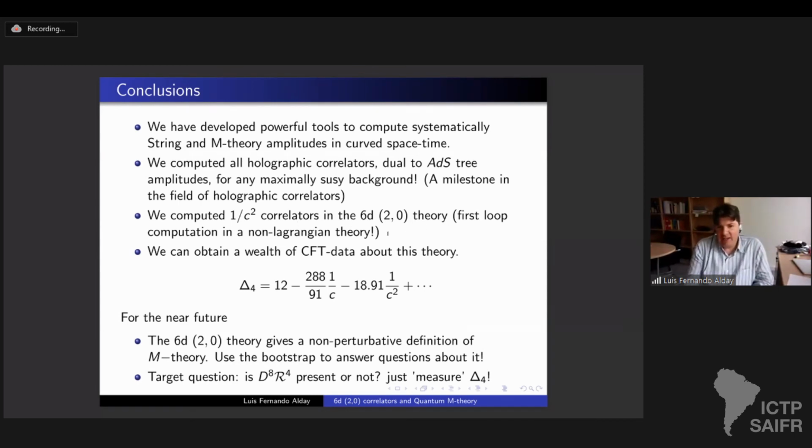And what is interesting is that from this correlator, now you can extract a wealth of CFT data. So for instance, here, I just wrote down the 1/c expansion of the dimension of the leading twist operator with spin 4. And we can compute these very precise numbers. Now, for the near future, the 6D (2,0) theory gives a non-perturbative definition of M-theory, and we can try to use the bootstrap to answer questions about it. A target question that we can answer, if we compute, let's say with numerical bootstrap and with very high precision, this Delta 4, is whether this term D8 R⁴ is present or not in the effective action. And this will be the first time that the bootstrap really teaches us something about M-theory.